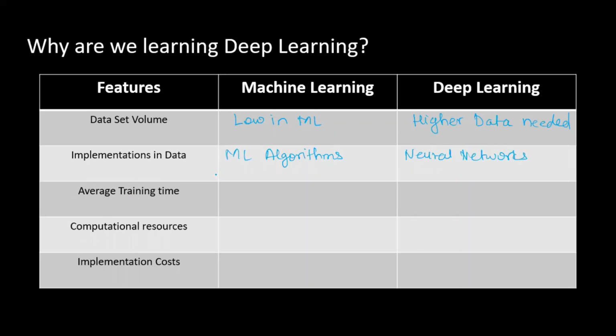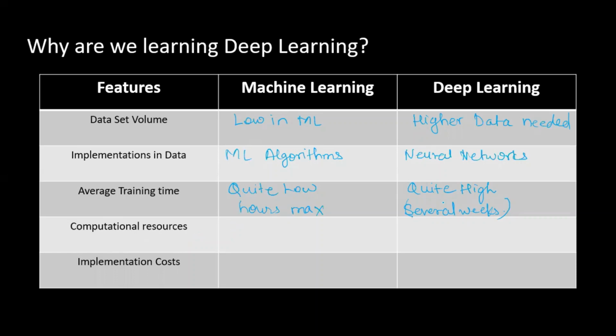Average training time is quite low, like it will take hours max, but here it's quite high. One image dataset, like COCO, I guess, if I'm not wrong, takes several weeks to get trained. It is about computational resources also.